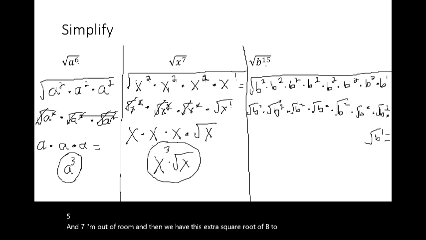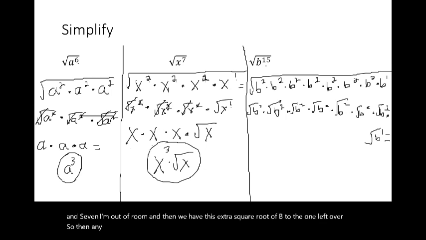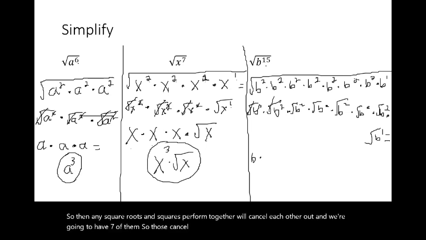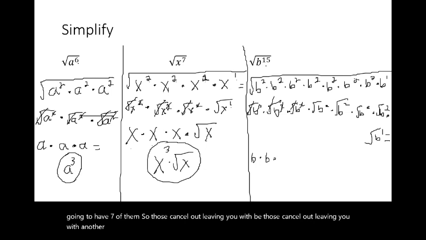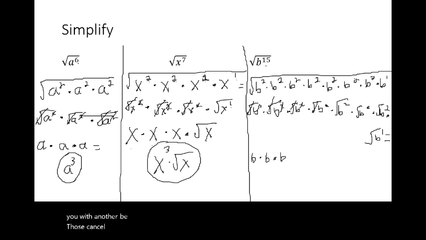So then any square roots and squares performed together will cancel each other out, and we're going to have 7 of them. So those cancel out, leaving you with b. Those cancel out, leaving you with another b. Those cancel out, leaving you with another b times another b. And we're going to have 7 of these in the end.